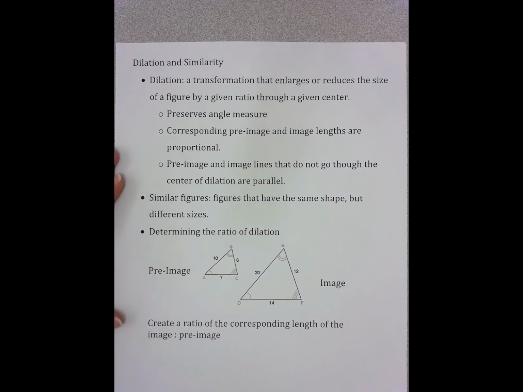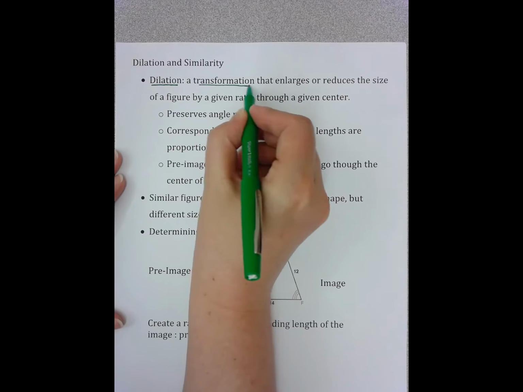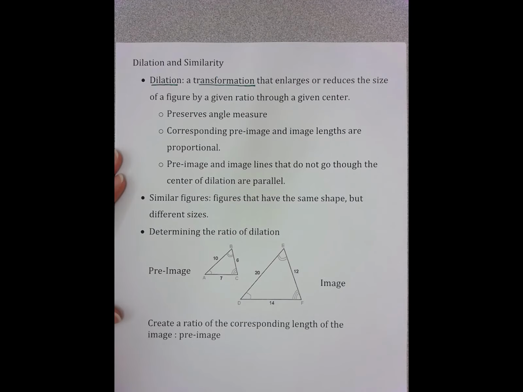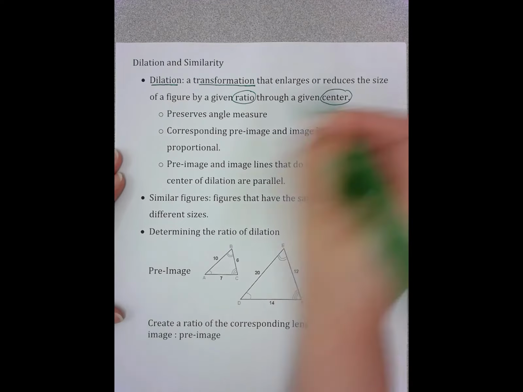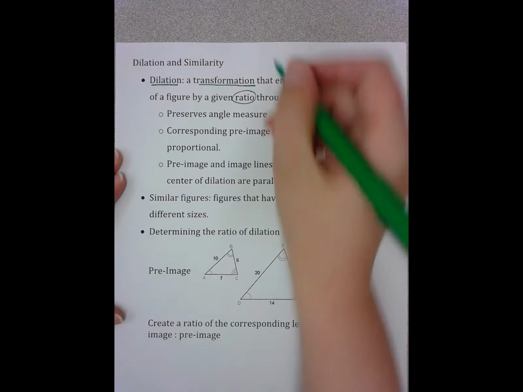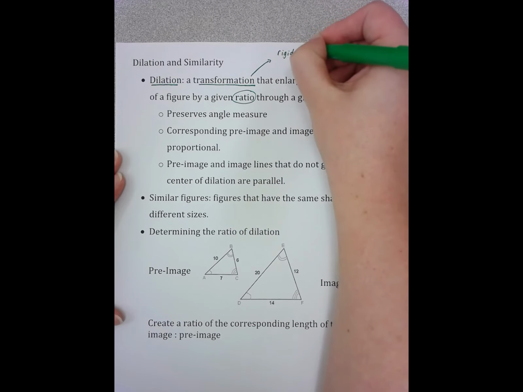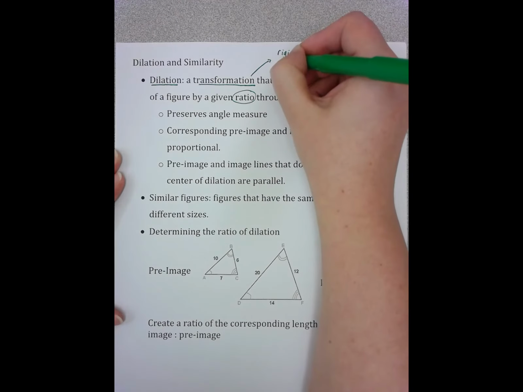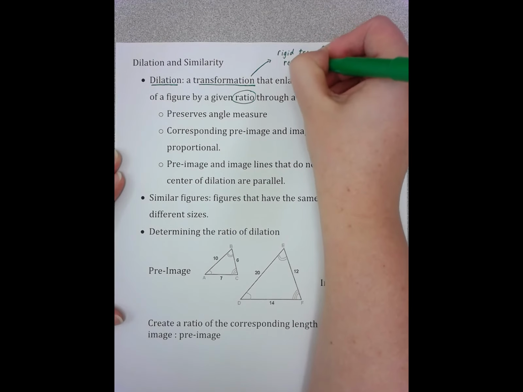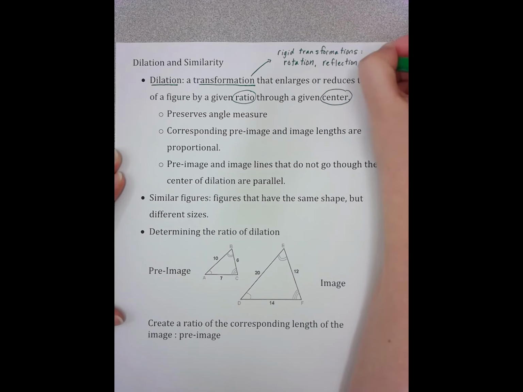So first, we want to talk about the fact that dilation is a transformation that enlarges or reduces the size of a figure by a given ratio through a given center. You'll want to remember that we've talked about transformations, but we've only talked about rigid transformations up until now. And those are rotation, reflection, and translation.